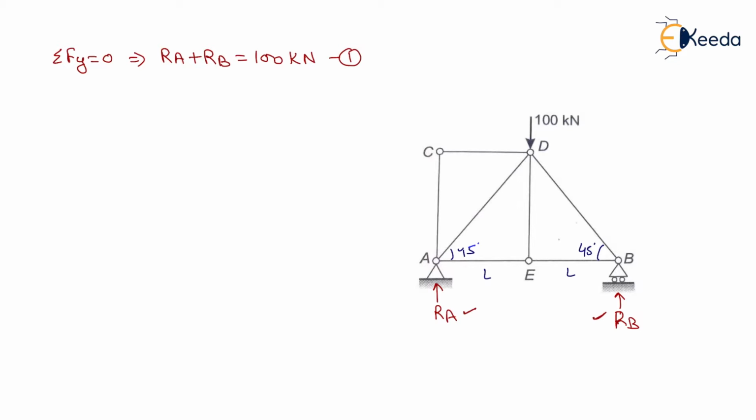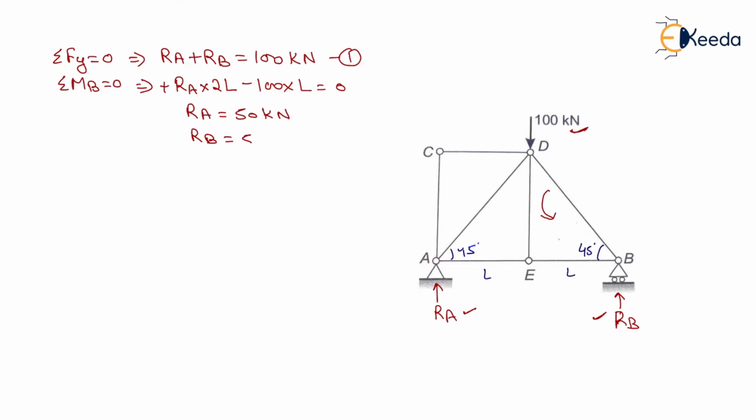Now we have to take the moment about B equals 0. Because of Ra, there will be a moment of Ra into 2L, acting in the clockwise direction, so the sign is positive. And because of the 100 kN load, there will be an anti-clockwise moment of magnitude 100 into L, equals 0. From this, we determine the value of Ra as 50 kilonewton, and Rb as 50 kilonewton from the first equation.